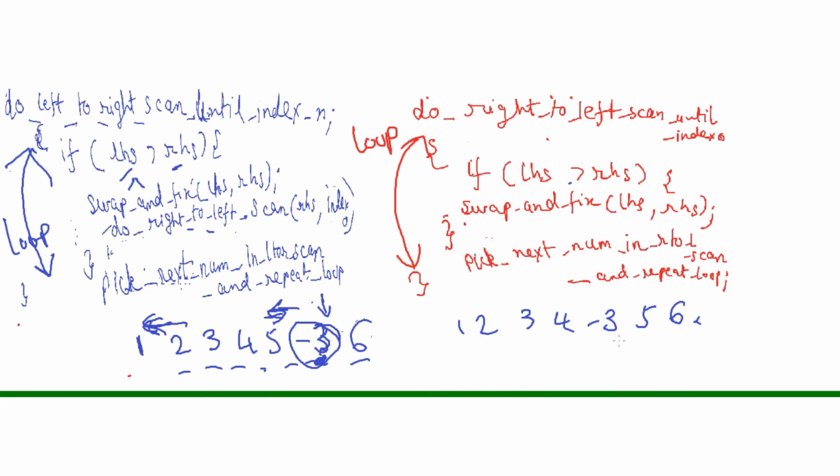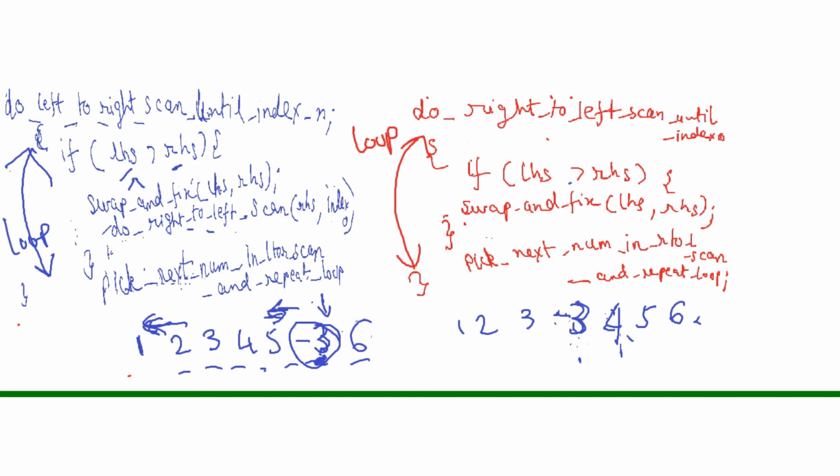So the next number in the right to left scan is going to be number 4, and 4 is again compared against -3, and the right position would be over here for -3 in place of 4. So that is something which again has to be fixed as a consequence, right? Where -3 and 4 exchange places, and -3 would actually come here and 4 would take the place of -3, right?